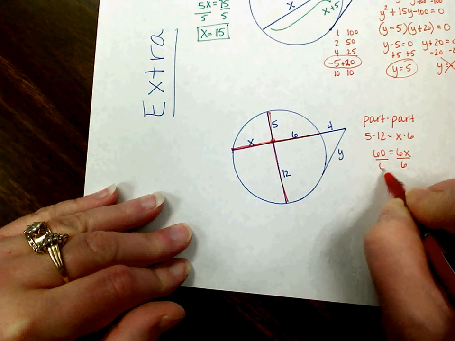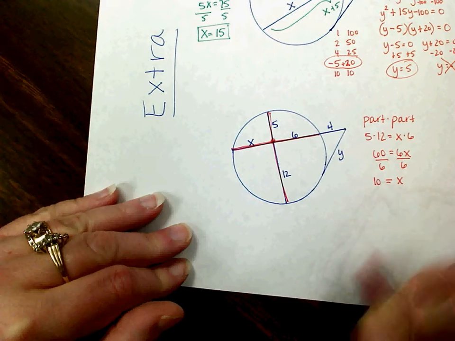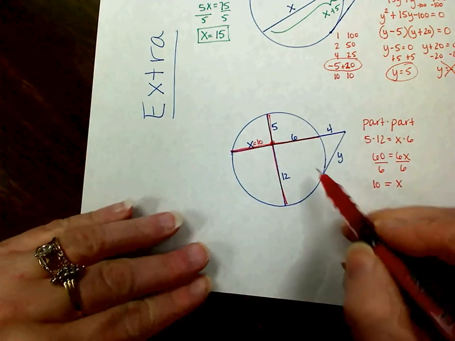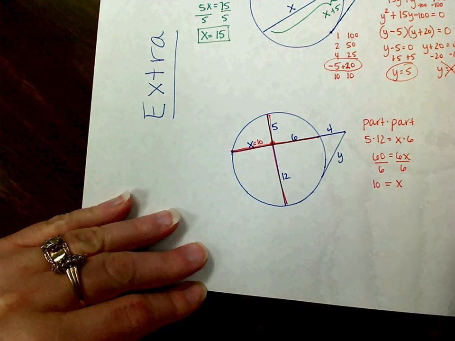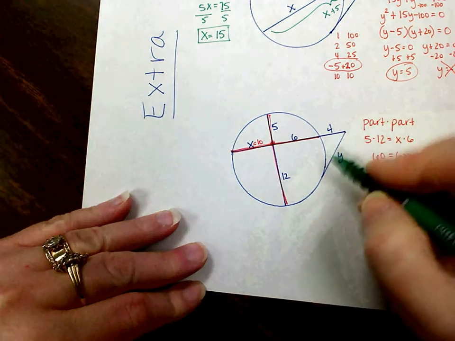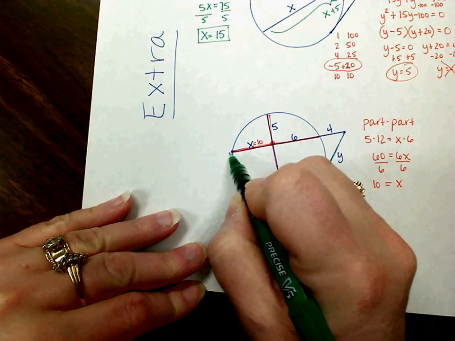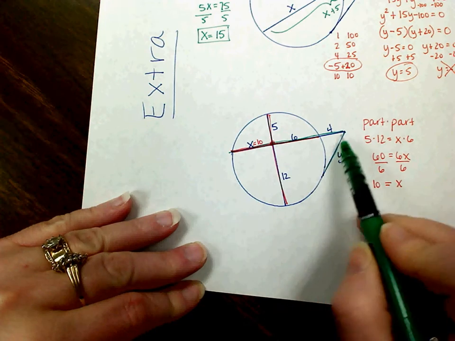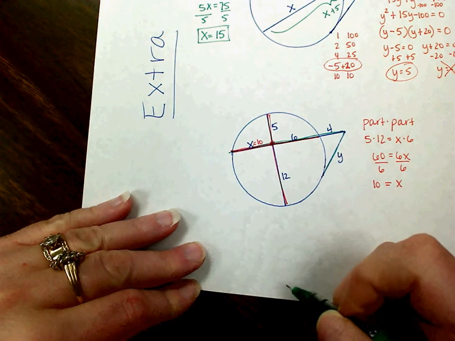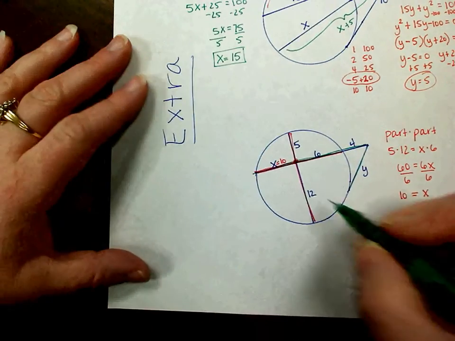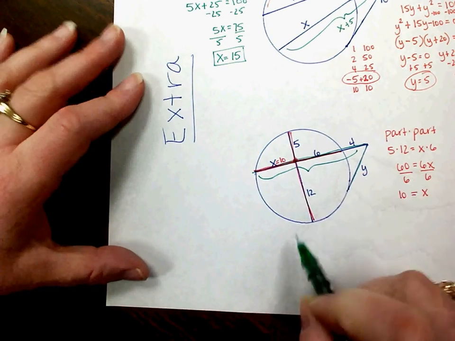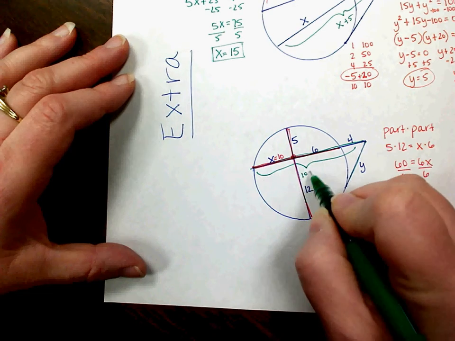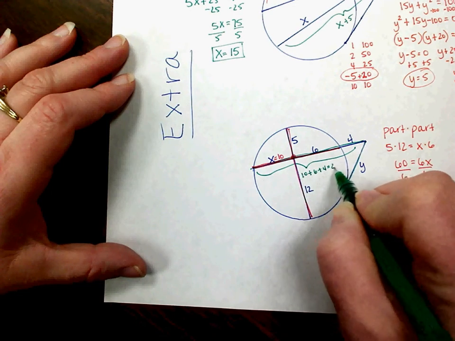Dividing both sides by 6 gives you an x value of 10. You're going to have to use that x value in order to find your y, because the tangent is intersecting this entire secant here. So you have to know that part in order to solve for y. You can't have two unknowns. The whole length of this secant is going to be the 10 plus the 6 plus the 4. So you have a total length of 20 for that secant.